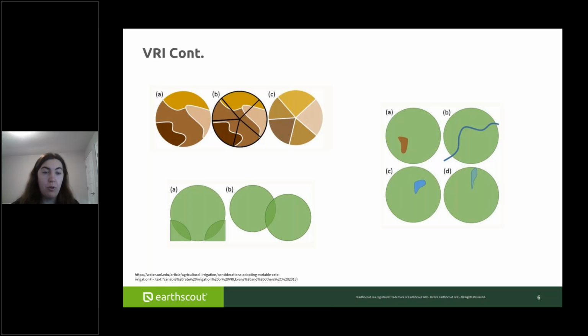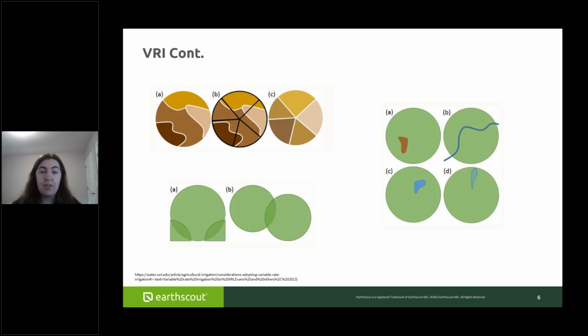If we're doing a full rate on both pivots and they overlap, those overlap areas might be getting twice the amount of water as the rest of the field. So VRI can help you rein in the overwatering on those areas. And then the cluster of 4 circles, or 4 pivots, over here gives different examples of other reasons why VRI might be helpful.